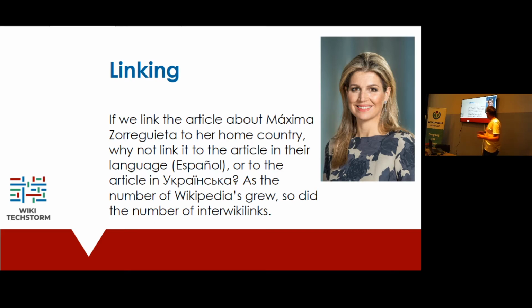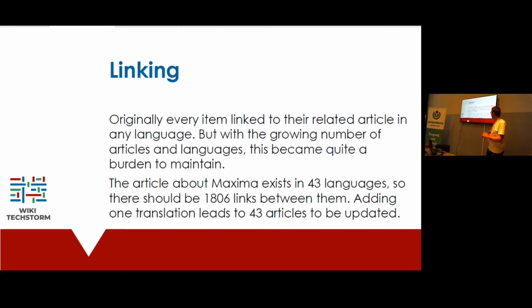In the Dutch article, I had to make the link to the Spanish one, and to the Ukrainian one, or whatever. With the number of Wikipedias growing, we had to make a lot of links, and we had to maintain them, or a bot was doing it, but that also required an awful bunch of links. Just for this article, it exists in just 43 languages, not more than that. There are 806 links required, linking all articles to one another. If someone is going to write an article about Maxima in another language, we'd have to update 43 articles. Well, we can do better.